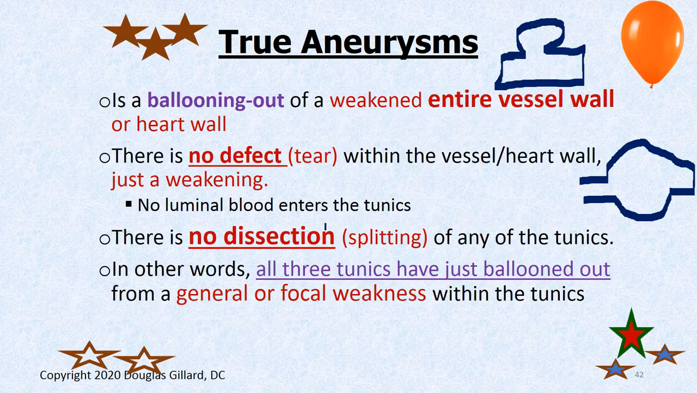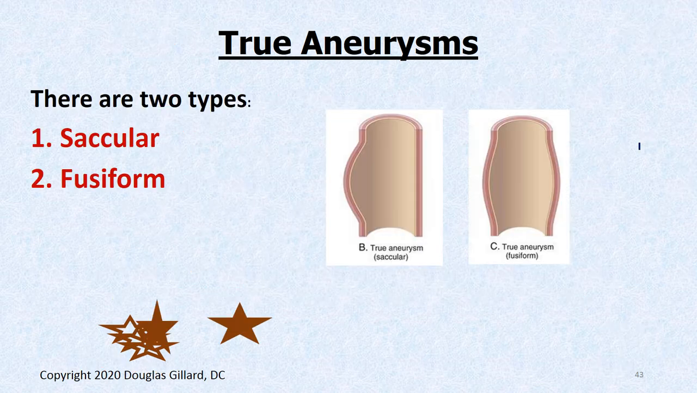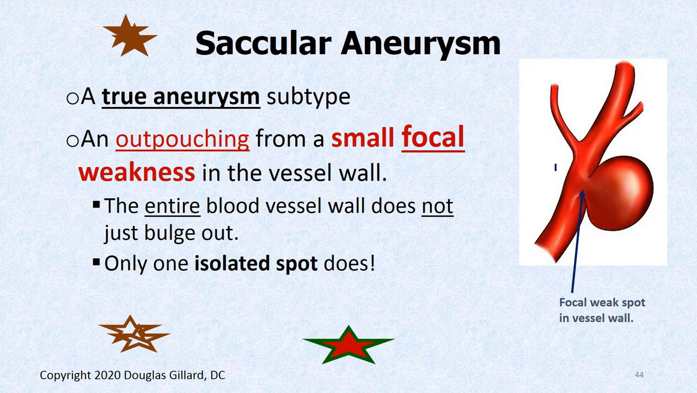Can you have a dissecting aneurysm inside of a true? Yeah, you can do that as well. But it wasn't caused by a rip. This is caused by a general outpouching here. But it could later turn into a dissection. All right, so saccular and fusiform. Saccular, I mean, we've really just explained this already.